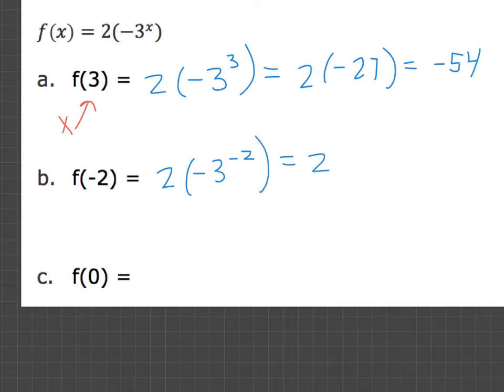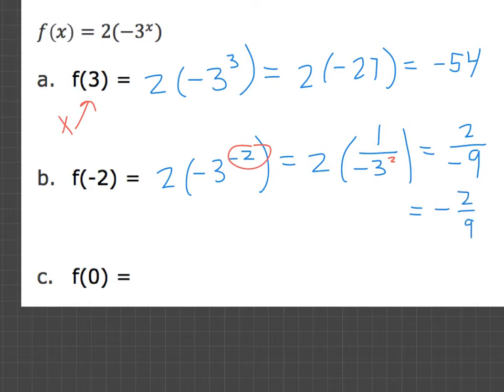So the 2 stays out in front. We're going to take the reciprocal of -3, change that exponent of -2 to positive, and remember that we are going to first apply the exponent to the 3 and then the negative. So the negative stays out in front. We take 3 squared, which is 9, so we end up with 2 over -9, or -2/9.